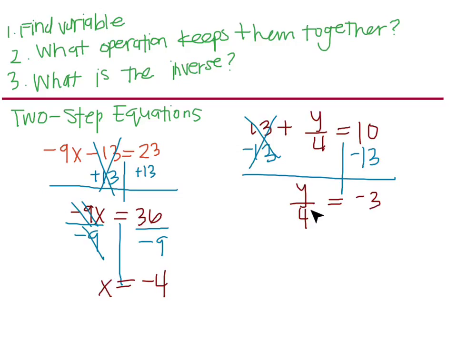Now, what is the opposite of division? Multiplication. So let's multiply both sides by 4. And my 4's, they are gone. I am left over with y equals negative 3 times 4 is negative 12. And of course we can check that solution as well. We can also check y equals 4 by substituting it back in to the beginning.